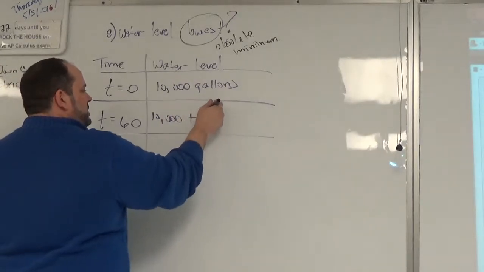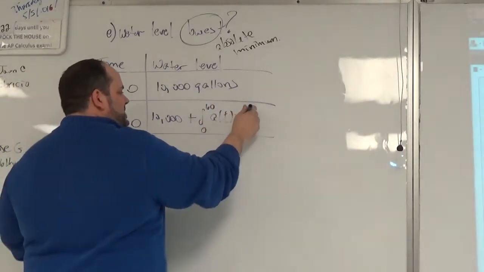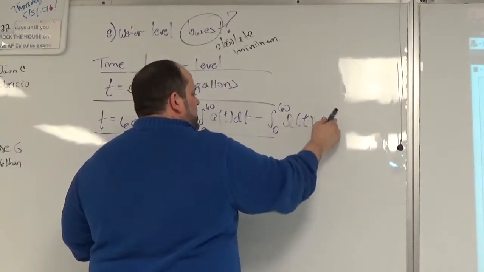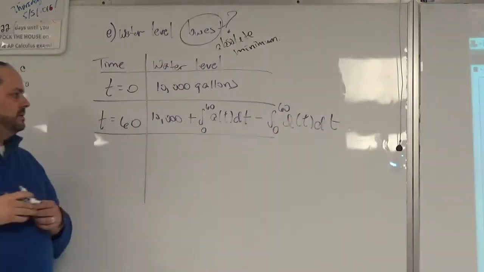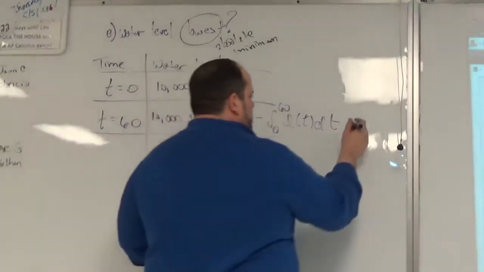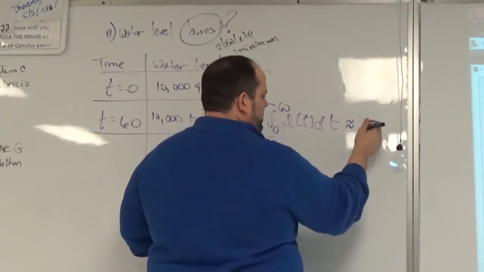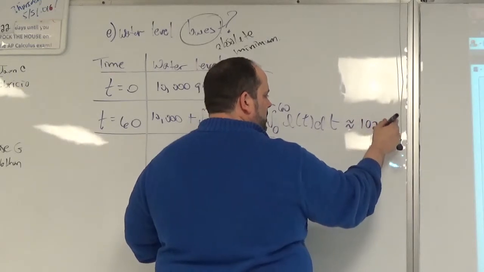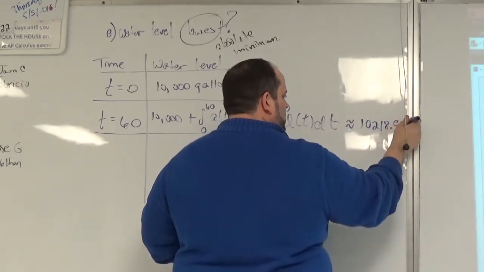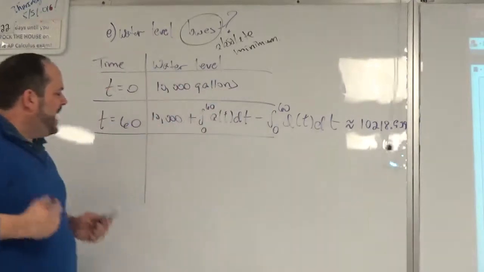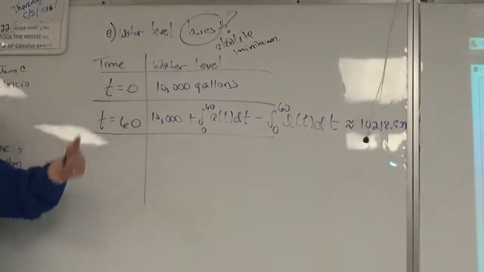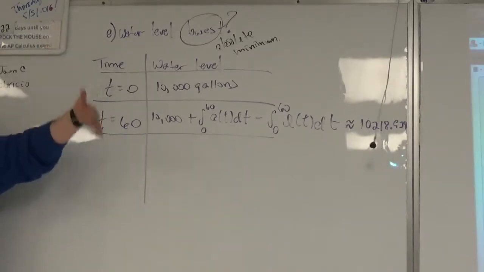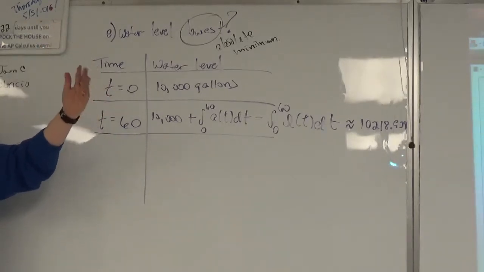At time 60, how much water? 10,000 plus the integral from 0 to 60 of A(t) dt minus the integral from 0 to 60 of L(t) dt. I think we already did this one, right? Brianna, what was the value? 10218.989. That's passionate. So we check the endpoints. Always check the endpoints.